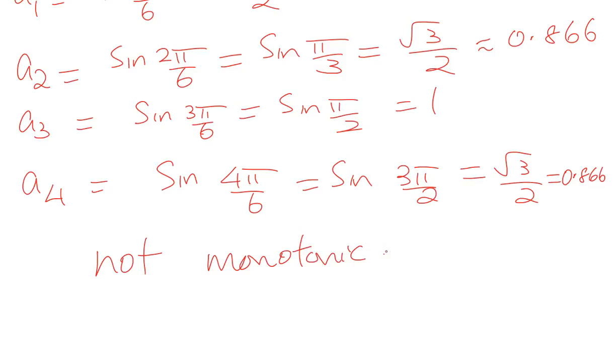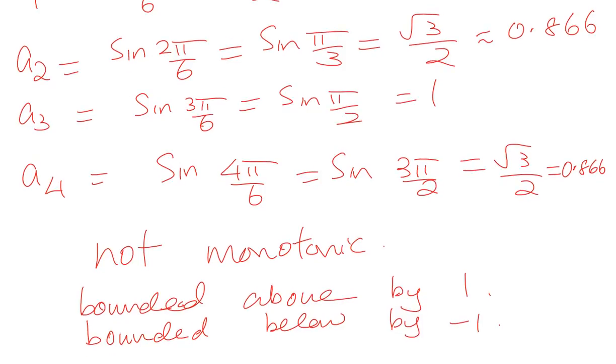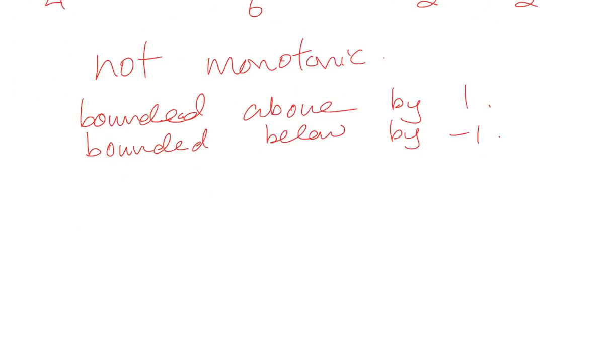Is it bounded? What do we know about sine function? It's a sine function, right guys? The maximum value for sine is 1. The minimum value for sine is -1. Okay, because the sine function has a maximum and a minimum, it has an upper bound and a lower bound, and the sequence is bounded.